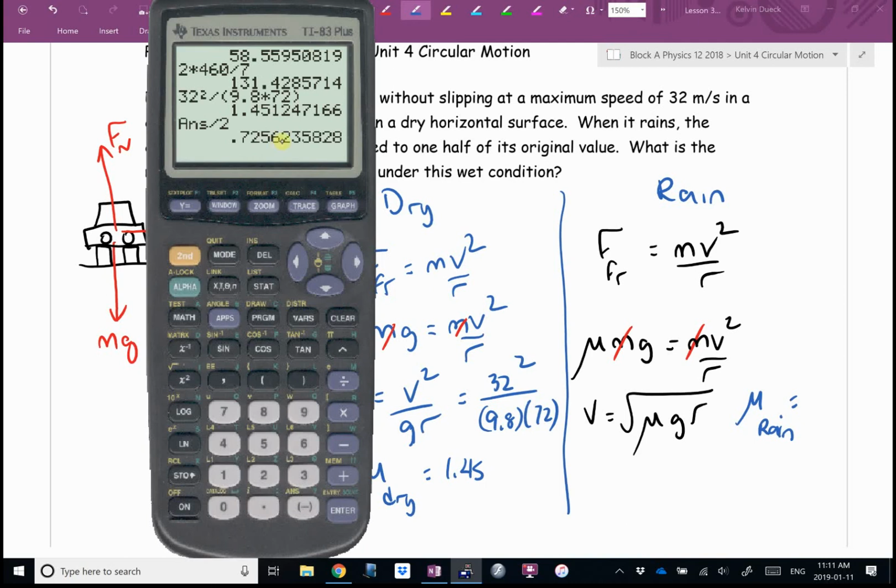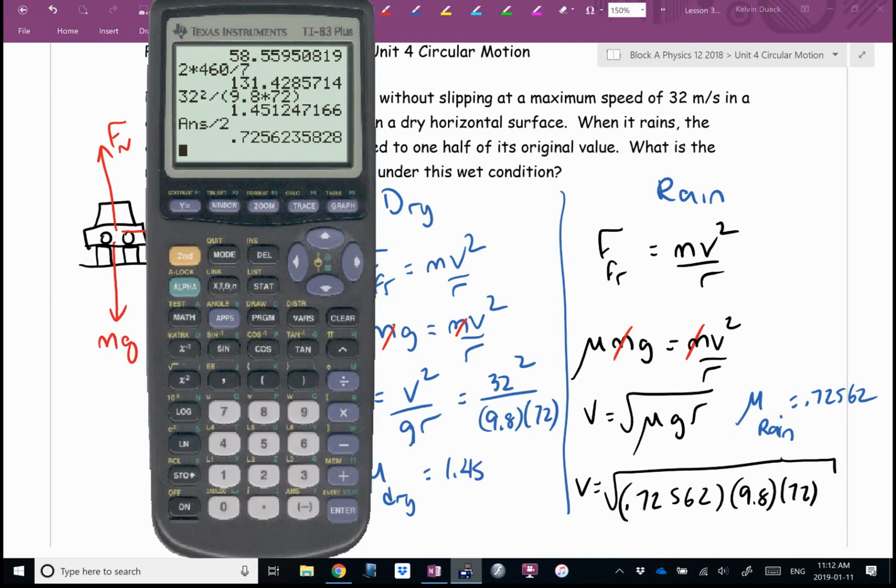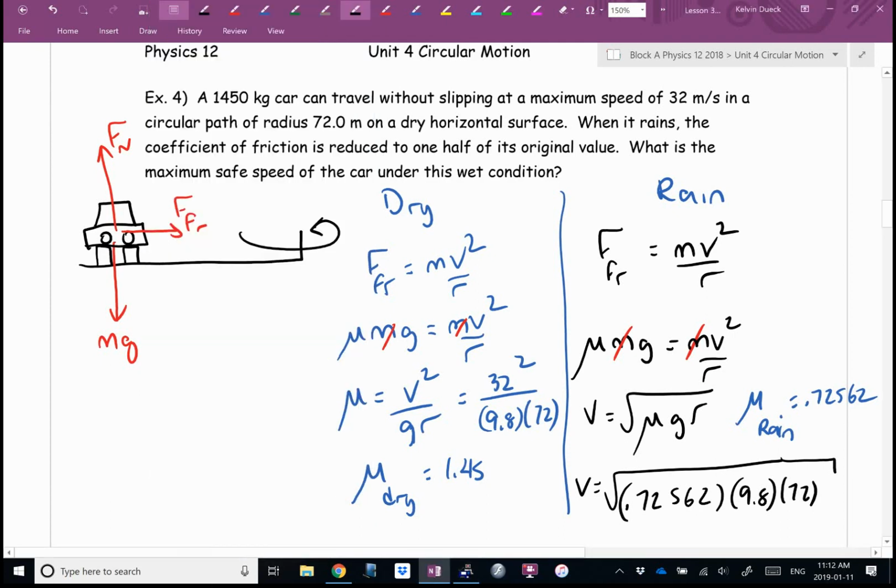You know what? I'm going to use my answer button, but if I wasn't going to use my answer button, I'd probably carry 5 sig figs because I'm using this to find another answer. I would not go 0.726. 0.72562. V is going to be the square root of 0.72562 times 9.8 times 72, square root of 512, 22.6 meters per second.